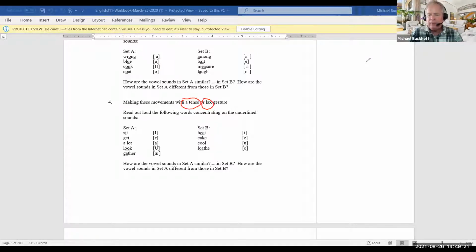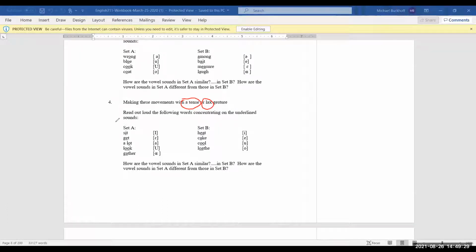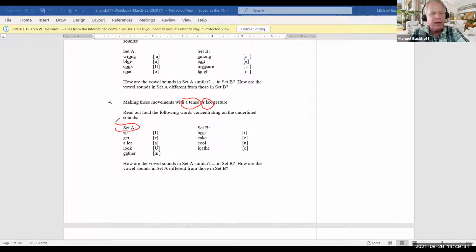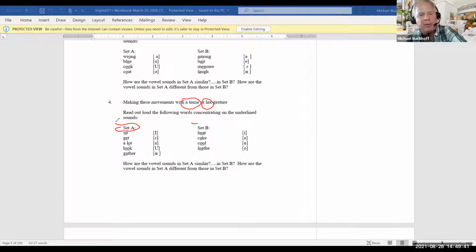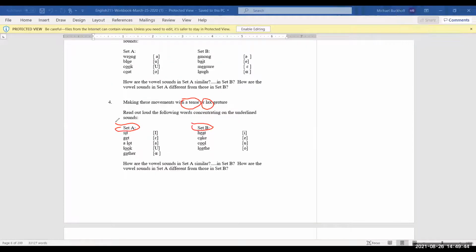Aubriana, can you unmute for a second? Yes. Yeah, there you go. Thank you. Can you take a look at set A here? Read those words first. Sit, get, a lot, look, and gather. Good. And then try set B. Heat, cake, cool, and loathe.